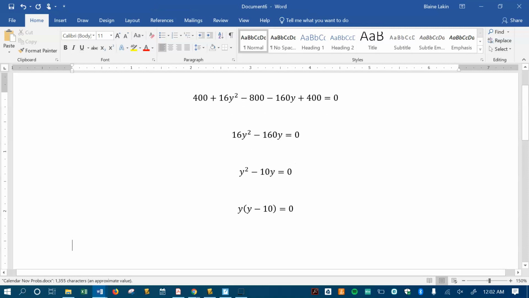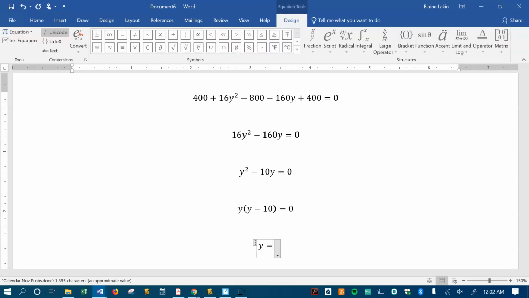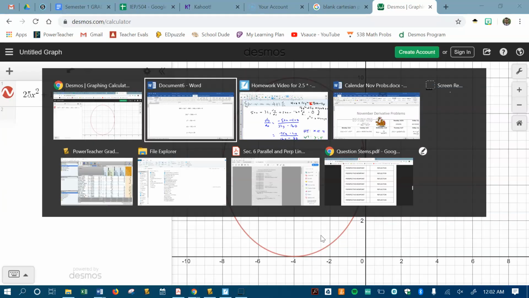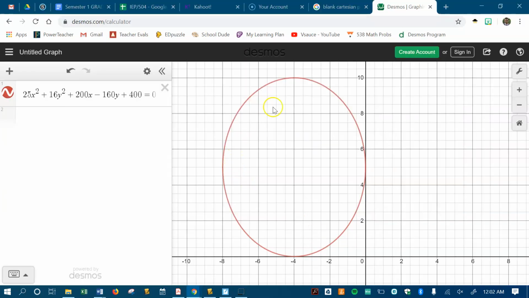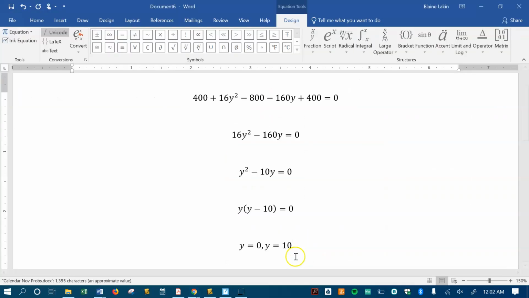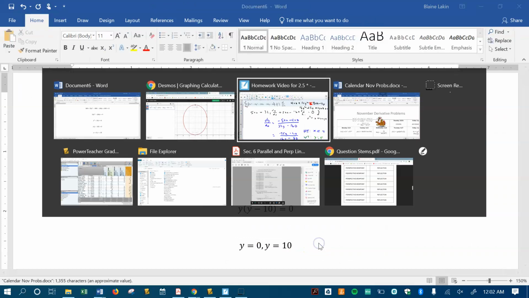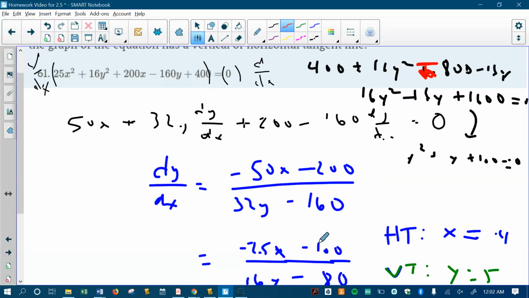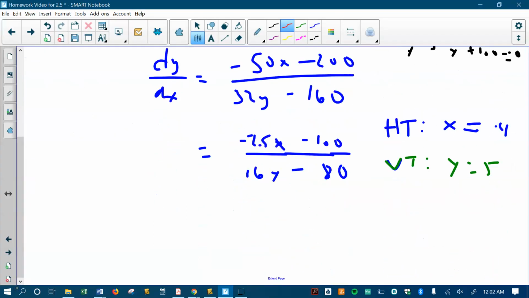Okay, so it had to be at y equals 0. Nope. y equals 0 and y equals 10. I want to confirm that with this picture. It is y equals 10 and it is y equals 0, so that's correct. Sorry that I botched that up, guys. That was pretty bad. Okay, so I have points at (-4, 0) and (-4, 10). That's where I have horizontal tangents.